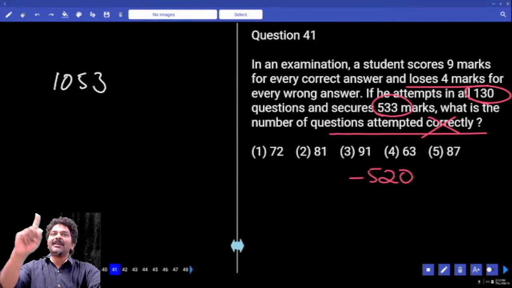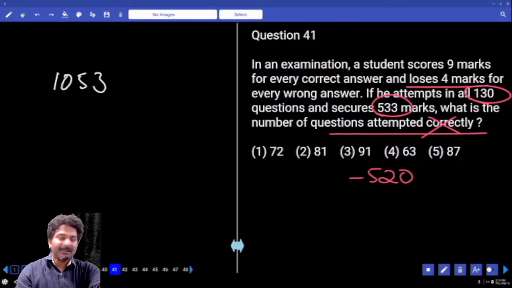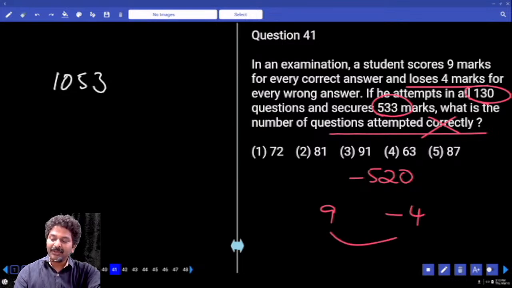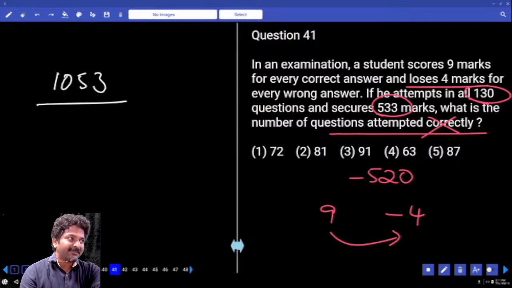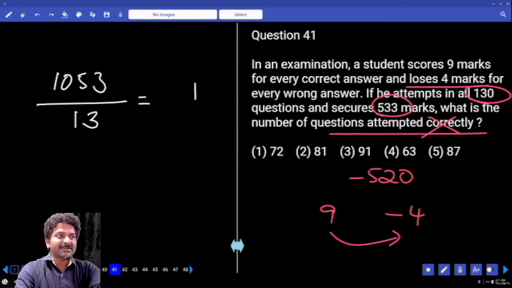Now if you convert one right question to one wrong question, that means instead of getting plus 9 marks, we will get minus 4. If you convert one question, how many marks difference would there be? 13 marks. Like that, our total difference is 1053. Number of questions converted is divided by 13. Answer must end with 1. How many options are there? Now look at your numerator, which is a 9 multiple. 1053 is a 9 multiple. In the denominator, you don't have 9 multiples. Answer must be a 9 multiple. 81 final.